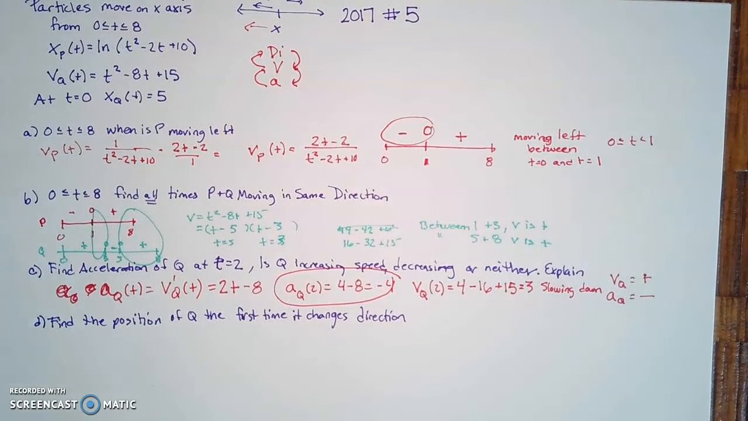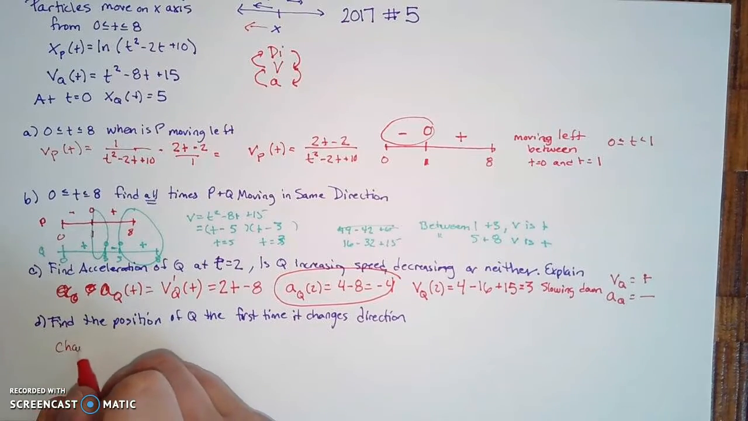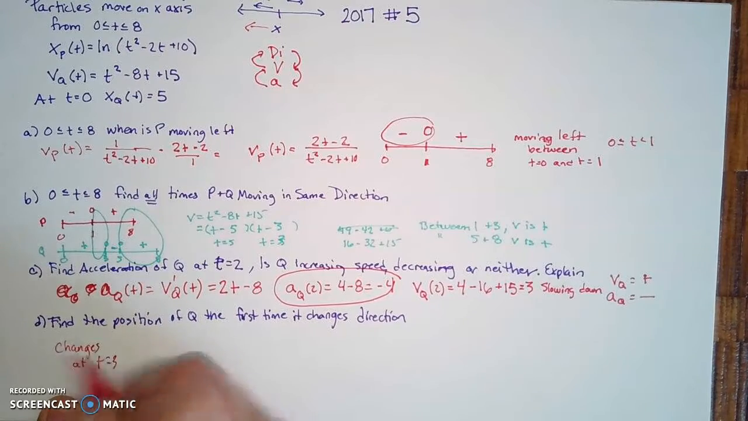Okay, so let's take a look at the last part. We never fully worry about this one. It says find the position of the particle q at the first time it changes direction. So particle q, I think we already found, changes direction at time t equals 3, because the velocity went from positive to negative. So it changes at t equals 3.